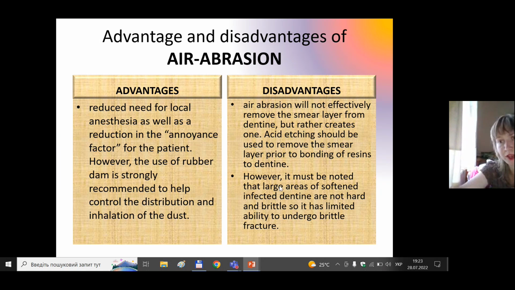Advantages and disadvantages of air abrasion. Advantages: reduced need for local anesthesia as well as a reduction in the annoyance factor for the patient. However, the use of rubber dam is strongly recommended to help control the distribution and inhalation of the dust. Disadvantages: air abrasion will not effectively remove the smear layer from dentine, but rather creates one. Acid etchant should be used to remove the smear layer prior to bonding of resins to dentine. However, it must be noted that large areas of softened infected dentine are not hard and brittle, so it has limited ability to undergo brittle fracture.